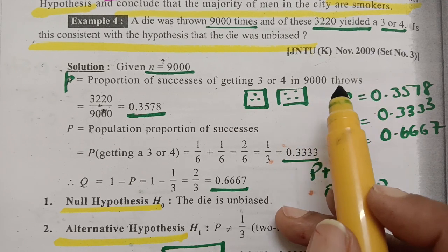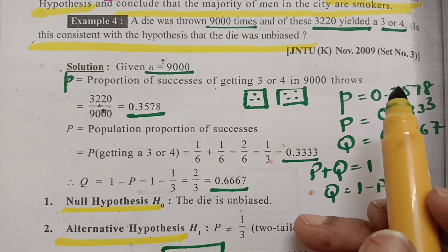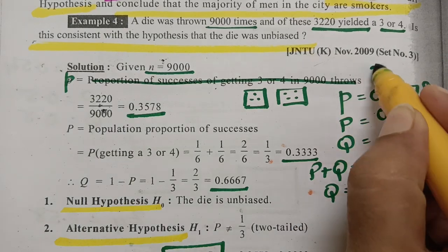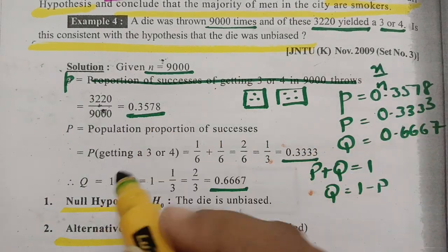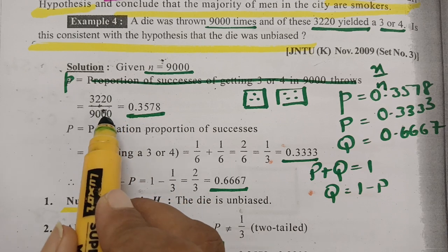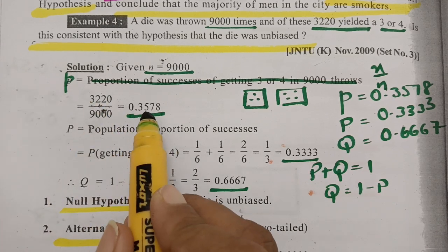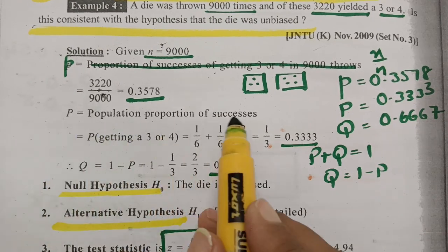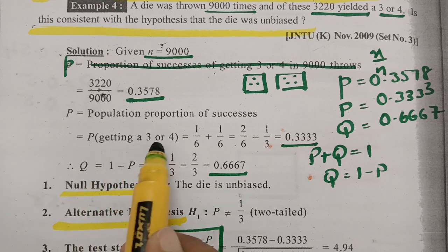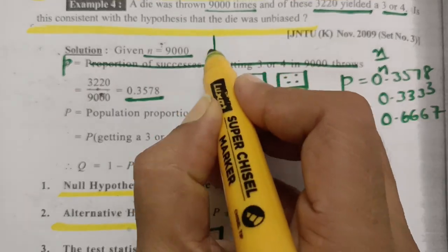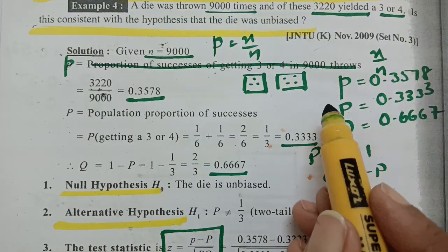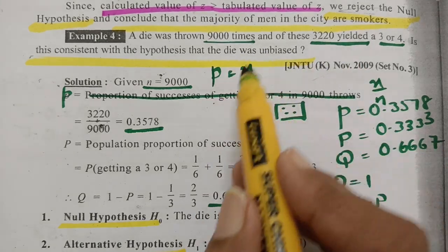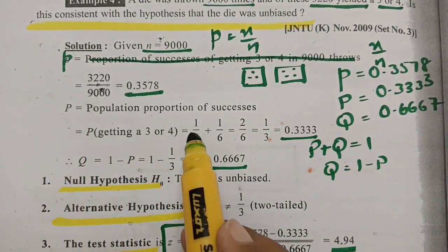So here the proportion of getting a success is x by n. So x value is 3,220 by 9,000, which is 0.3578. And capital P is the population proportion of success, that is getting 3 or 4 this time. So the small p formula here is x by n. So this is nothing but 3,220 by 9,000 is small p, and capital P is getting 3 or 4.